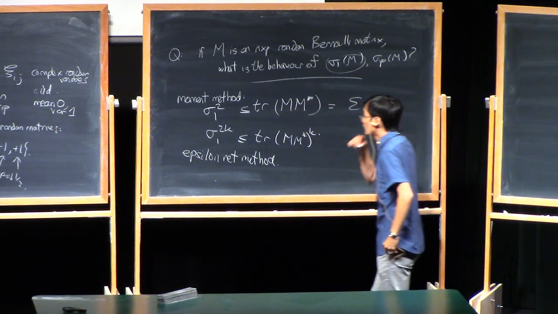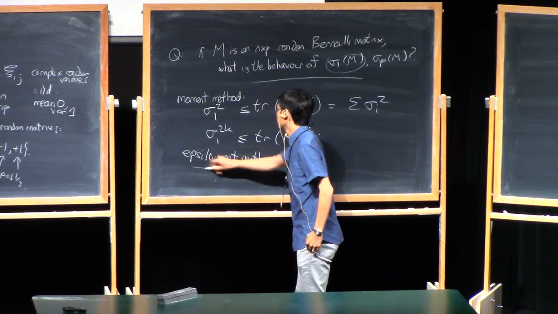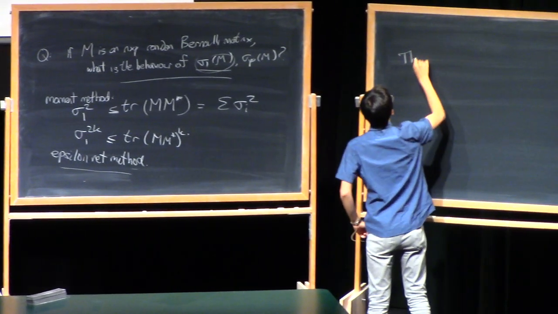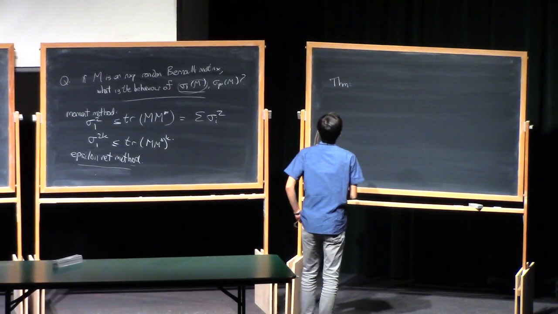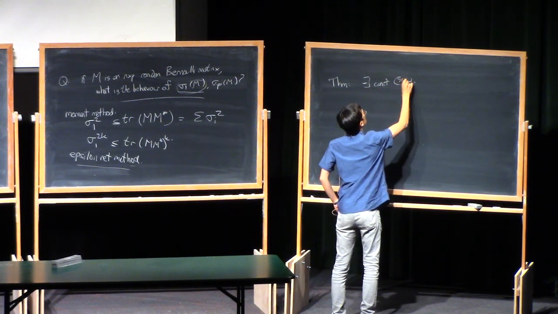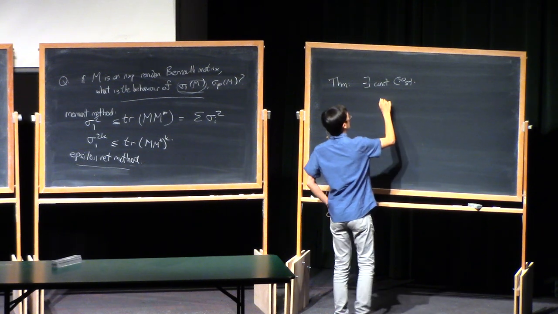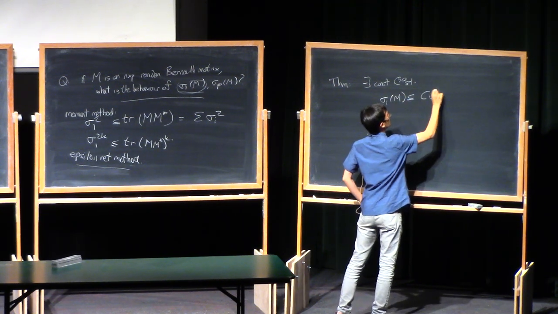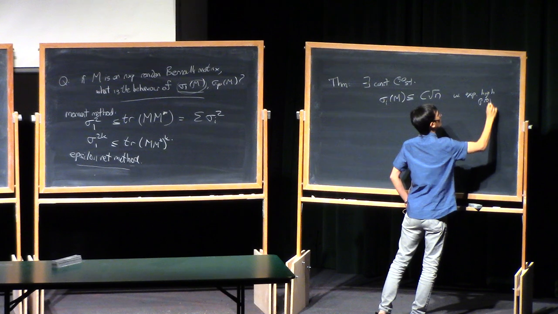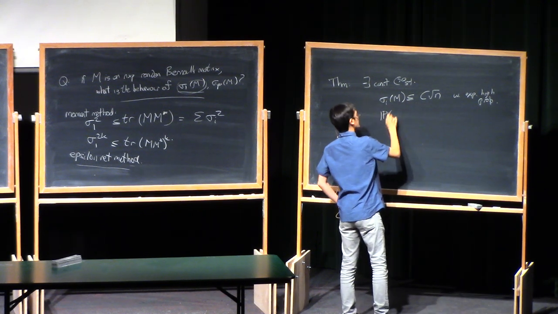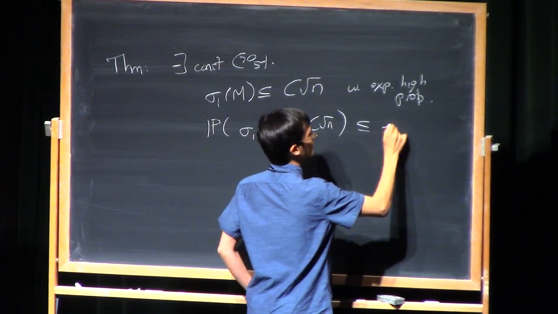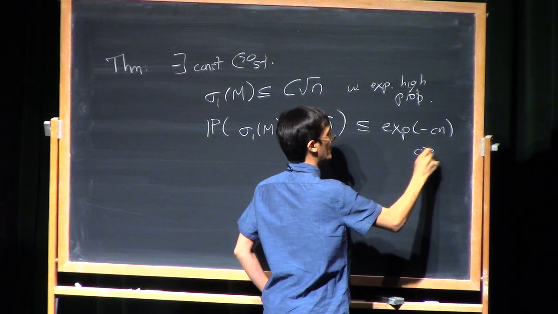of the spectrum. Okay, so let's first talk about this method in the context of the largest singular value. So the basic theorem we're going to prove here is that with M being a matrix like this, there exists a positive constant C such that the largest singular value is in fact smaller than a constant times root n with exponentially high probability. What that means is that the probability that it is not less than C root n is actually small. It's actually exponentially small, for some absolute constant C.